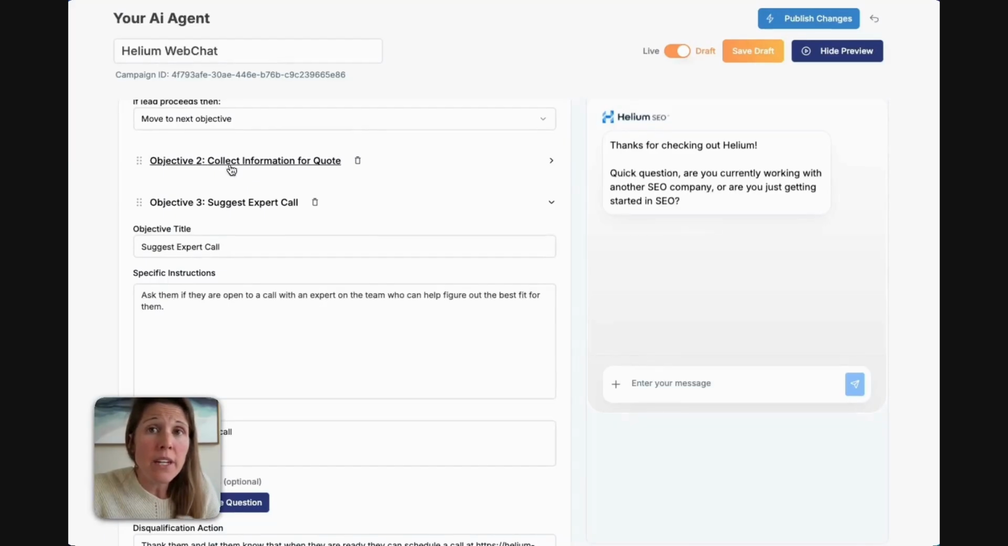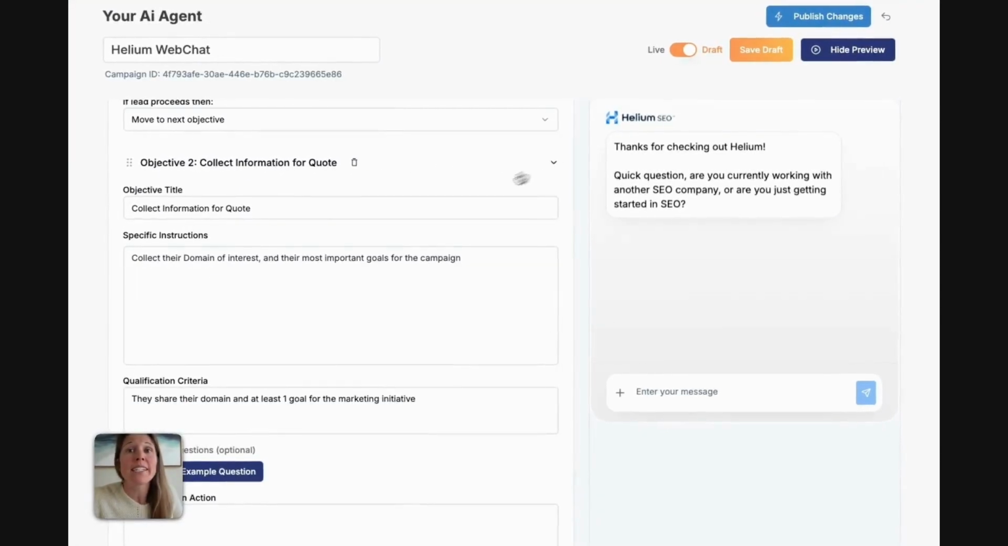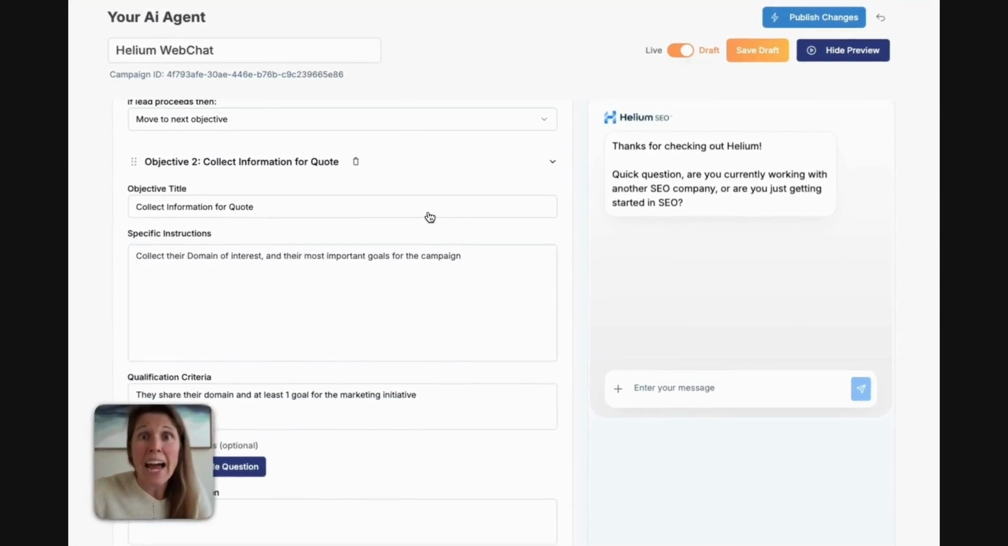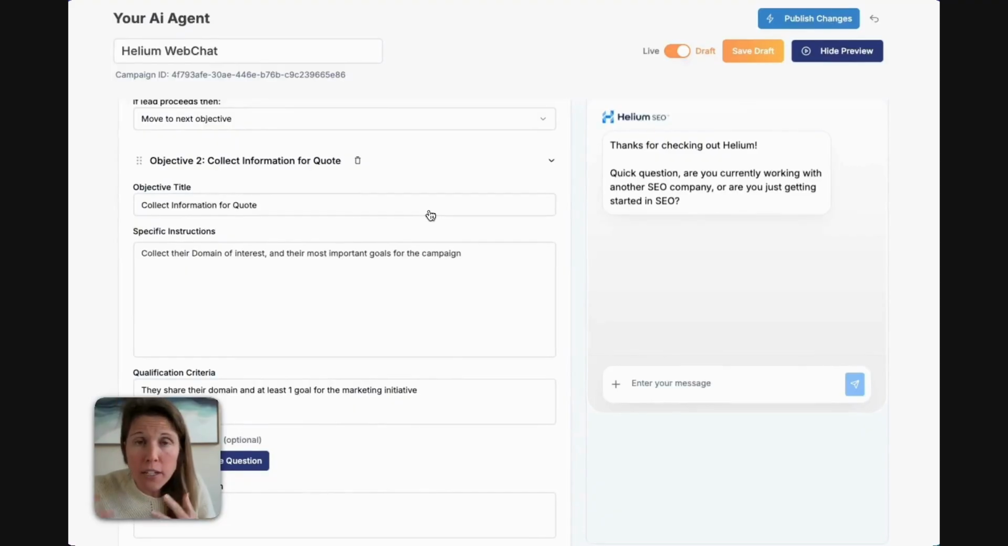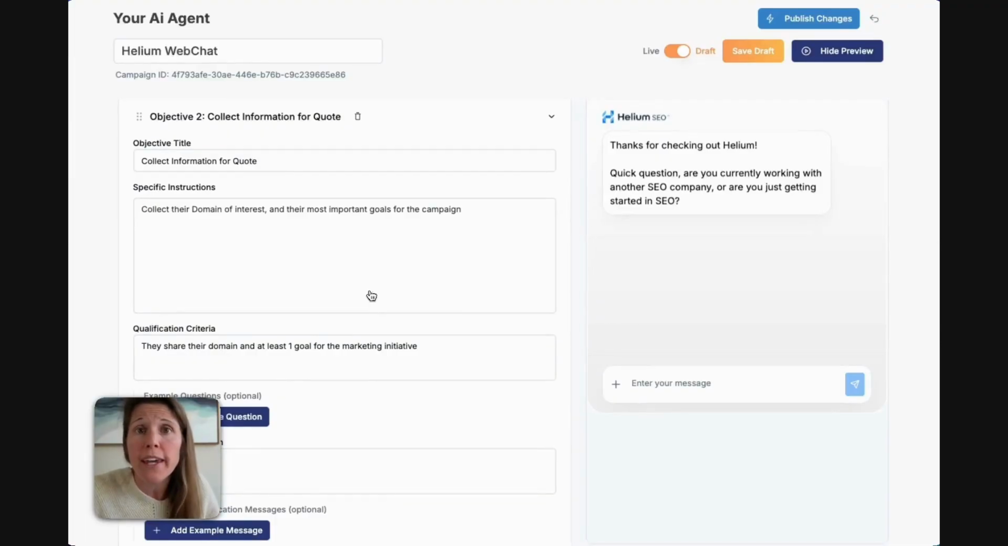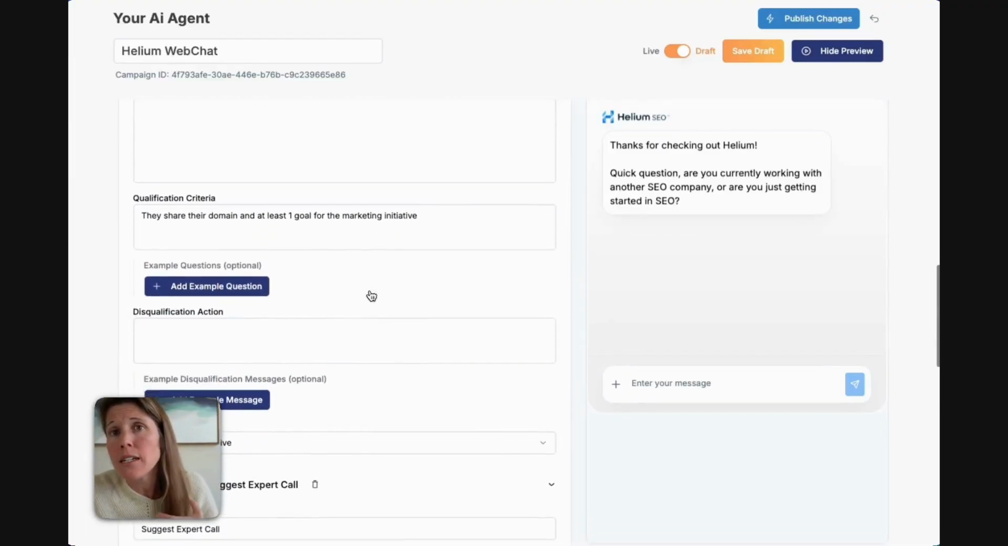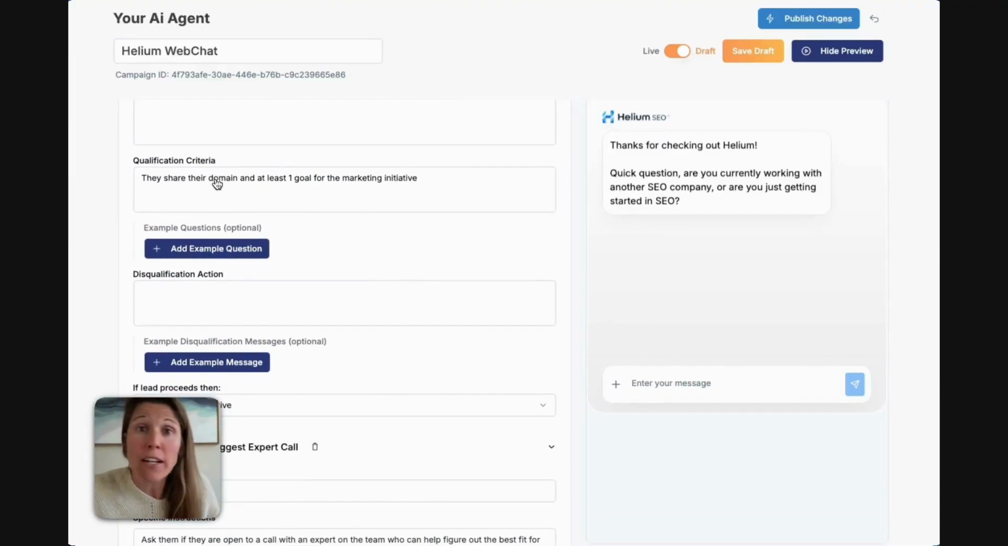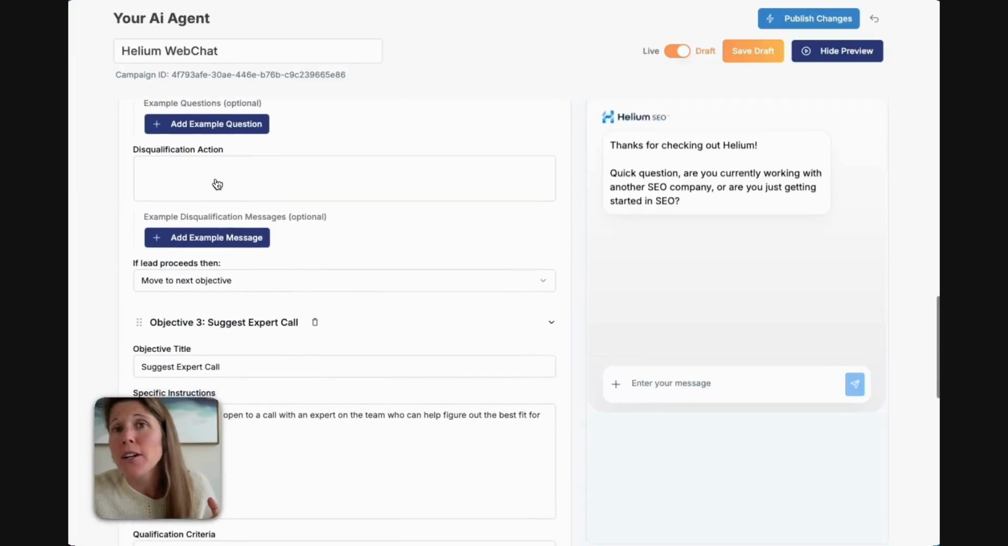And then the next objective they had was it wants to collect information so that they can generate that quote, which I think is really cool, right? This isn't even qualify, disqualify. This is discovery. So figure out which domain they're using and their most important goals for the campaign. And they just answer the question, right? And they're ready to go.